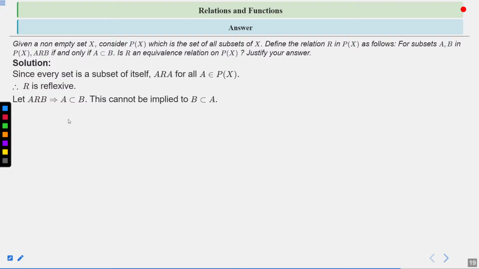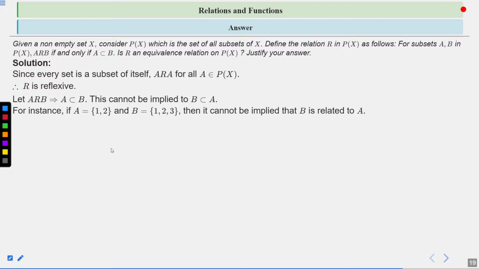Now if A is related to B, this implies A is a subset of B, right? This cannot imply that B is a subset of A. For instance, suppose set A has elements 1, 2 and set B has elements 1, 2, 3. Then it cannot be implied that B is related to A, because B is not a subset of A. Here A is a subset of B, but B is not a subset of A. Therefore, R is not symmetric. Clear?